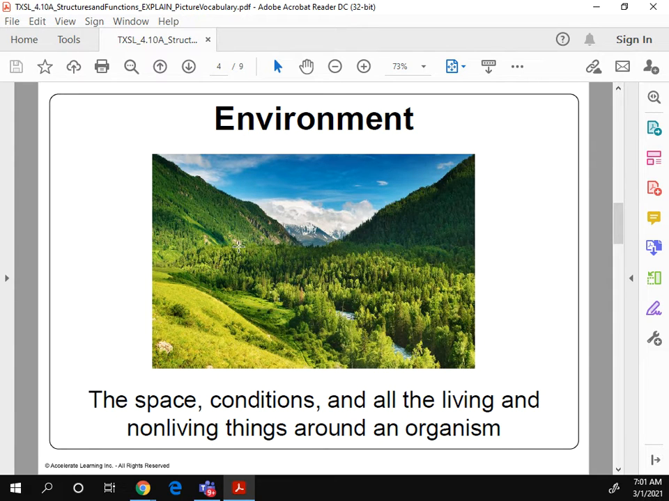Environment: the space, conditions, and all the living and non-living things around an organism. So we have learned about organisms from our last unit. So you need to really reflect back over what an organism is. So we can see this environment based off of the picture here. That is environment. So it has non-living and living things around an organism. So it's a big space, everything like that.